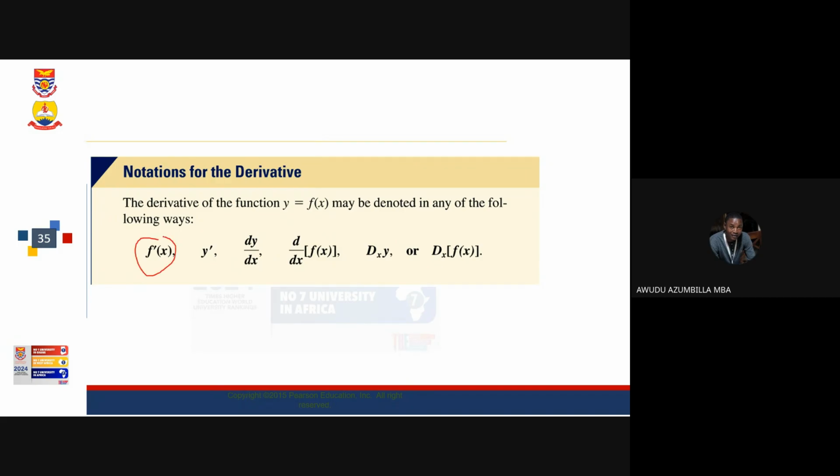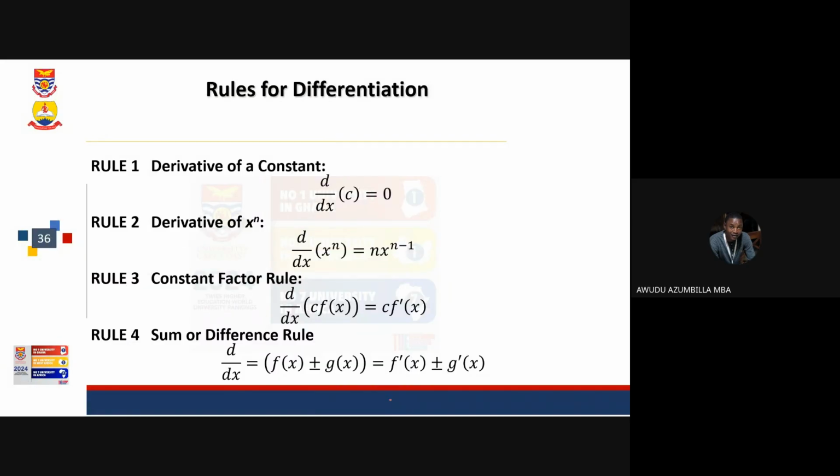This is one symbol, f of x. If you see f prime, it means we are talking about derivatives. If we see dy over dx, we are talking about derivatives. If we also see this, we are talking about derivatives. All these represent derivatives, but what we mostly use is dy dx or f prime. Now, the rules for differentiation.